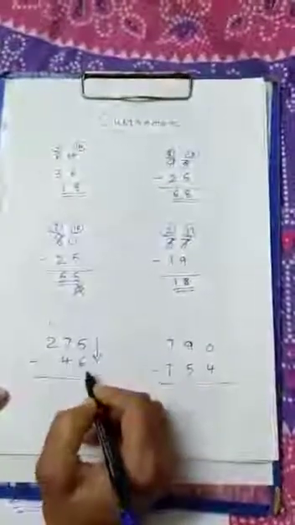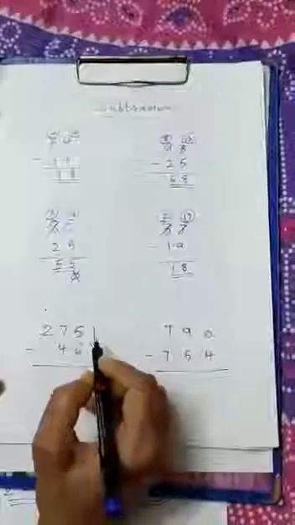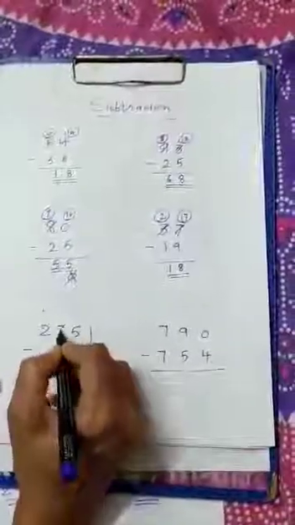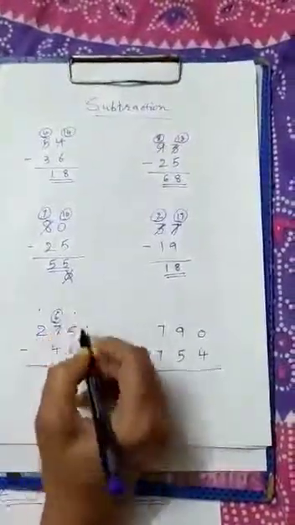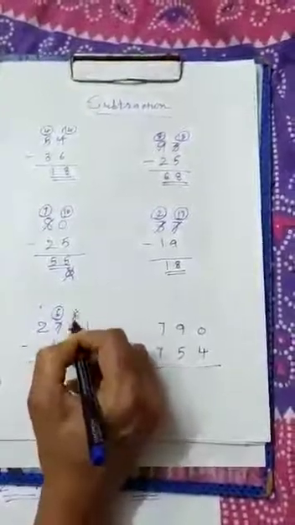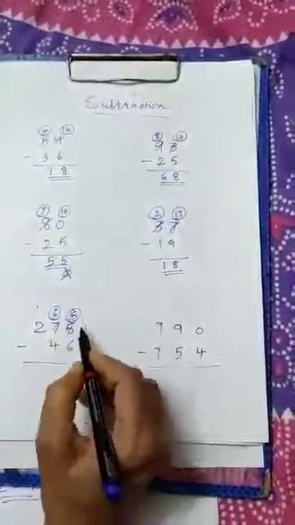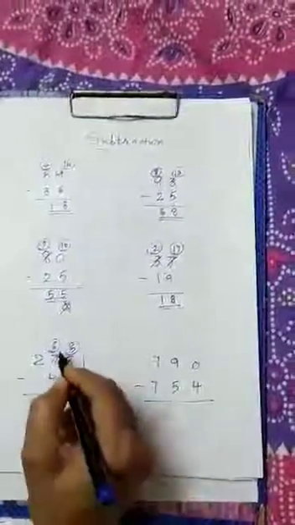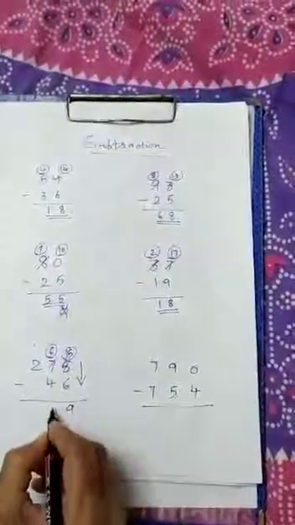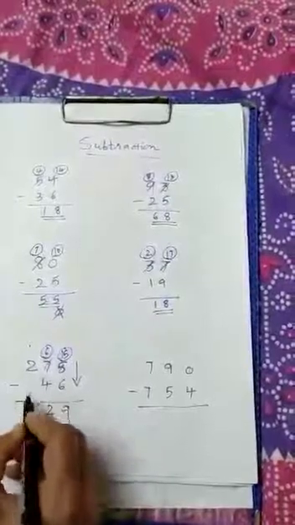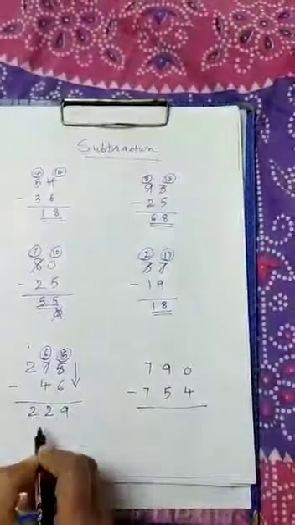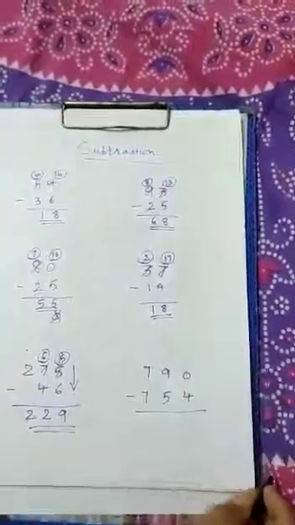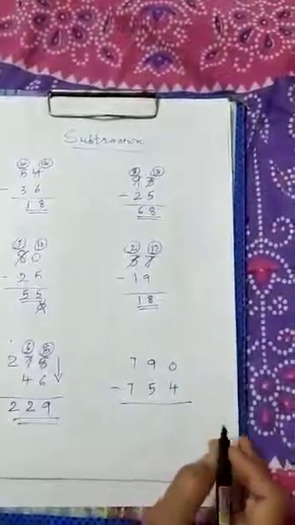So 5 minus 6, that we can't do. So we will borrow from 7. Here we will write 6, and here we will write 15. Now 15 minus 6 is equal to 9. 6 minus 4 is equal to 2 and 2 minus 0 is equal to 2. So 229 is the answer.